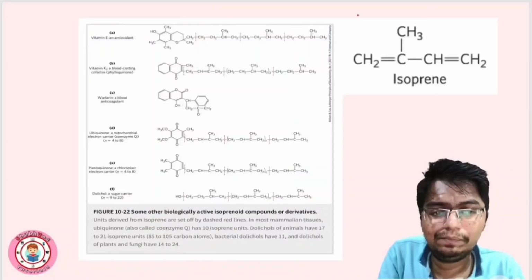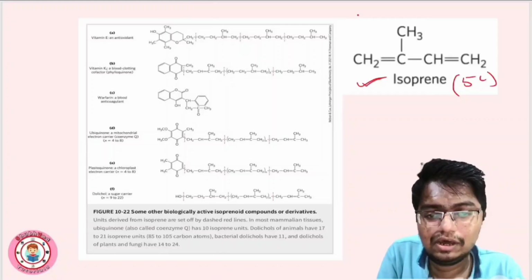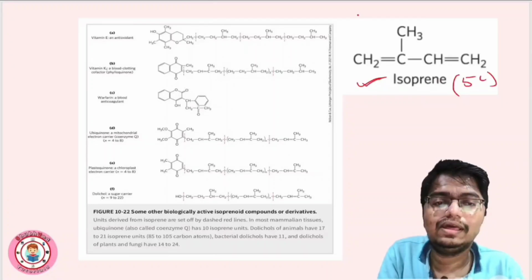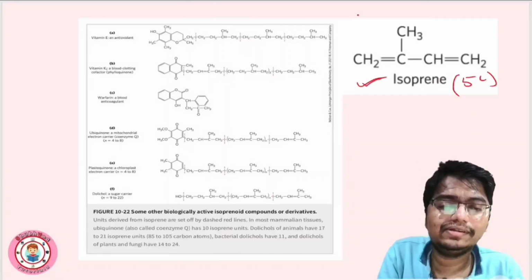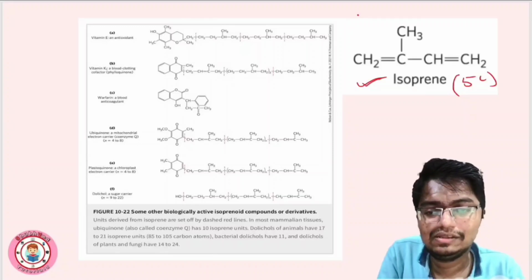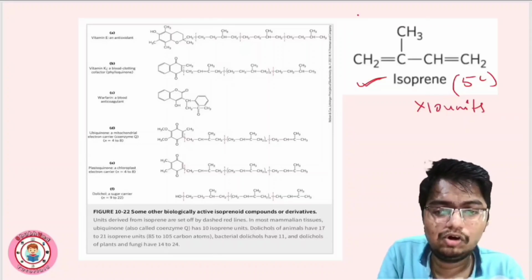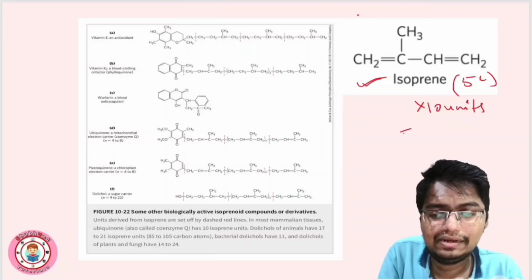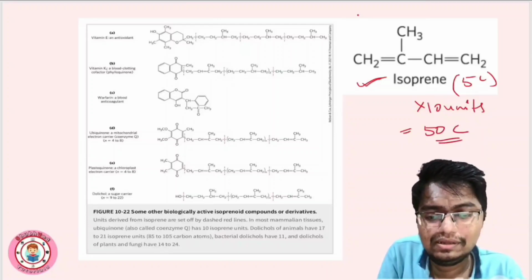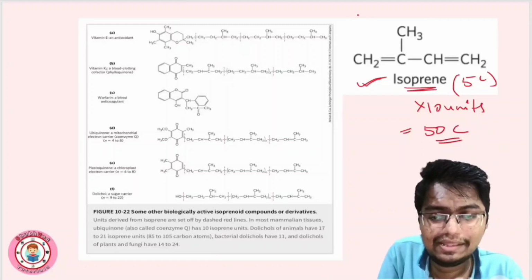Next is isoprene compound. You can see this isoprene is a 5-carbon compound, right? And sometimes the question comes, they ask how many carbons are present. Basically, suppose 10 units of isoprene are present, then this is equal to 50 carbon, right? So you can count it by multiplication because we know the isoprene has 5 carbon.